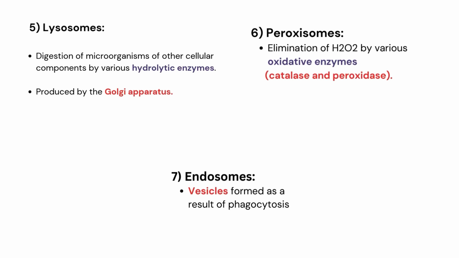Then lastly we have peroxisomes. Now peroxisome is very important because through the oxidative enzymes like catalase and peroxidase, it will digest hydrogen peroxide, which is very harmful to our body. And hydrogen peroxide is a byproduct of metabolism. So that's why all these organelles, lysosome, peroxisome, endosomes, we call it the cleanup crew of the cell.